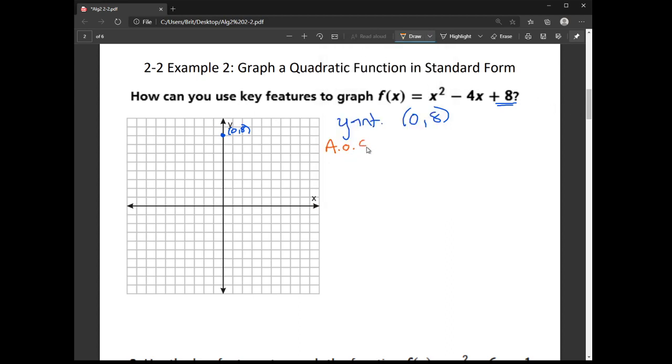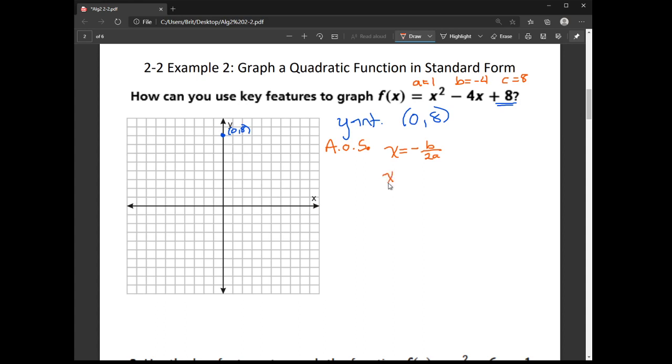The next thing that I tend to look for is the axis of symmetry, which I'm going to write as AOS. So remember, to find the axis of symmetry, you're going to use the formula x equals negative b over 2a. Alright, that also finds the x value of the vertex, right? So let's identify our a, b, and c. Okay, I see a is 1 in front of x squared. B is negative 4. And c we already discussed a little bit, that's 8.